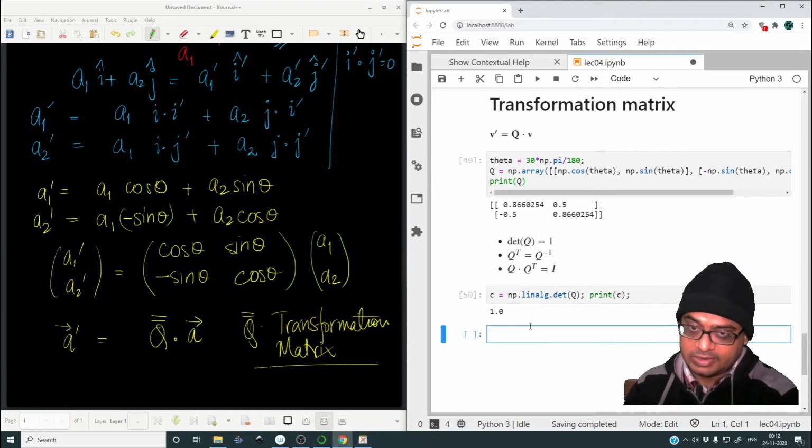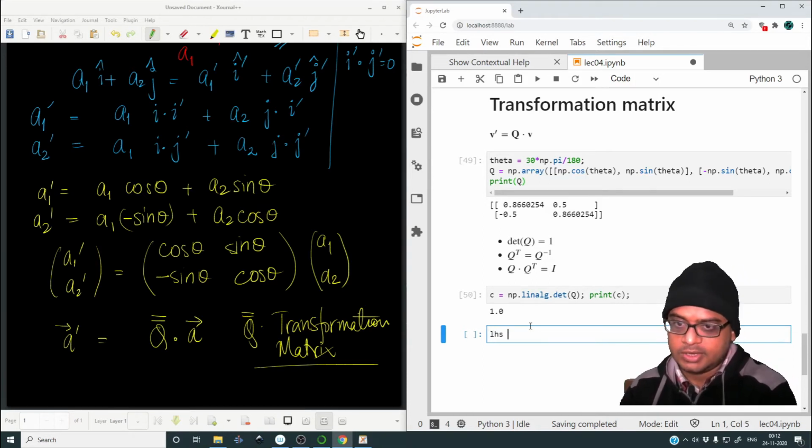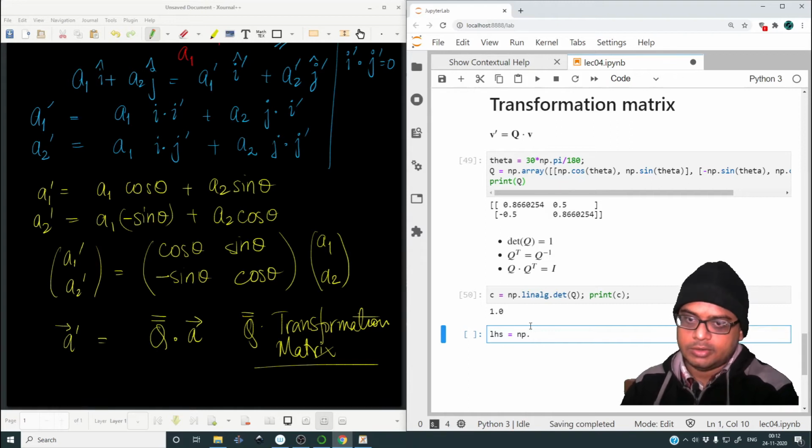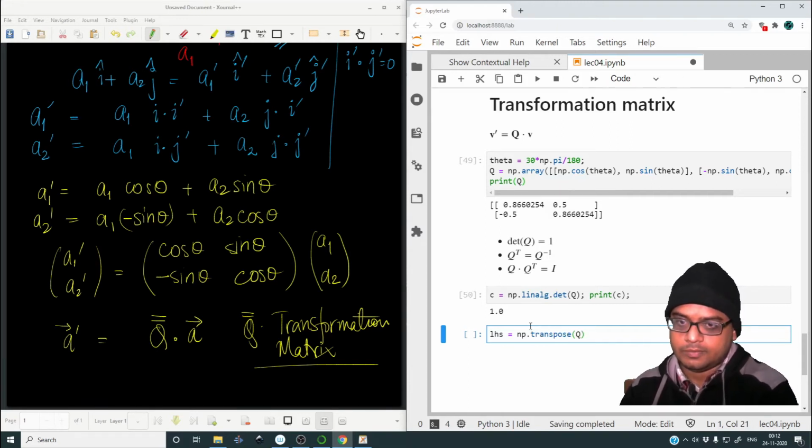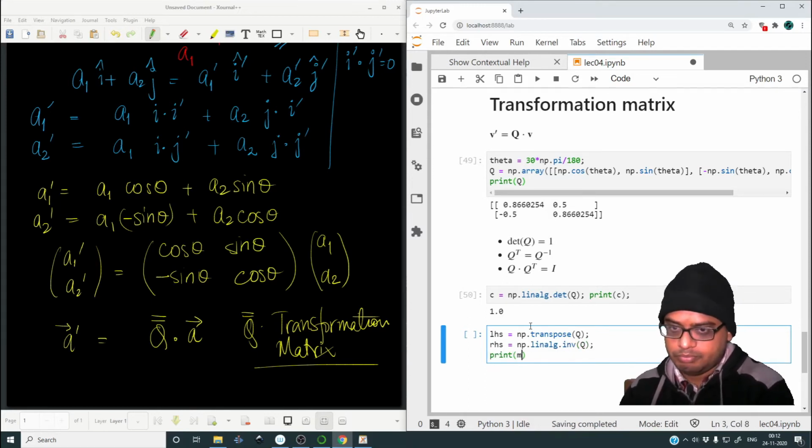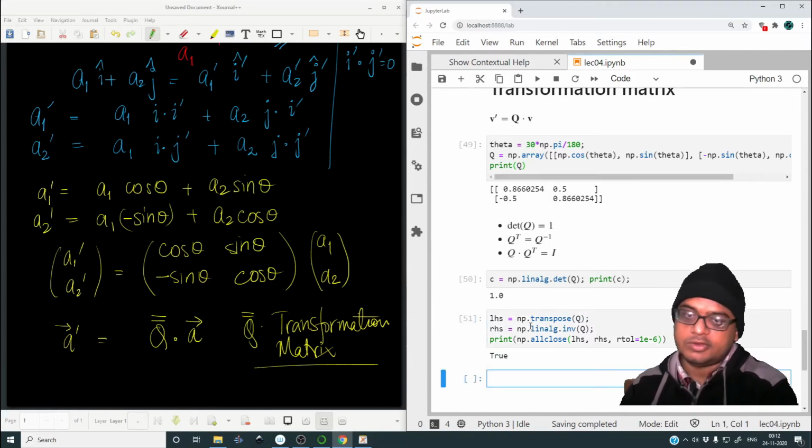Let us check for the second identity. So LHS equal to np dot transpose of Q. RHS is equal to np dot linalg dot inverse of Q. So then let us print np dot allclose LHS comma RHS and rtol equal to 1e minus 6. So it is true.